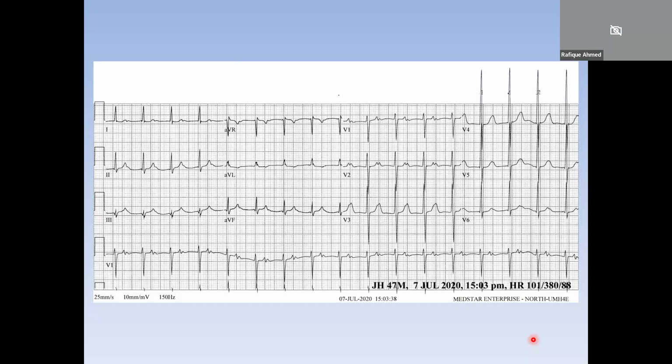Yeah, narrow complex, if it is SVT, it will respond. If it is not SVT, like atrial flutter, atrial fibrillation, then it is unlikely to terminate the tachycardia. It may slow it down temporarily. Some atrial tachycardia may respond to adenosine. The other thing is that one narrow QRS tachycardia, which is not SVT but looks like SVT, fascicular VT, can respond to adenosine actually and stop.